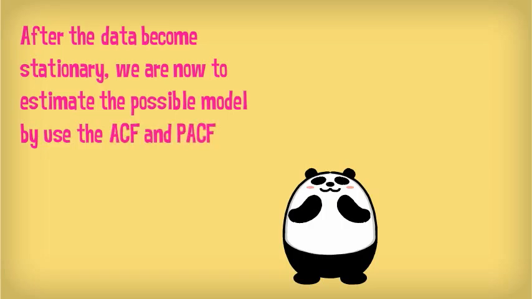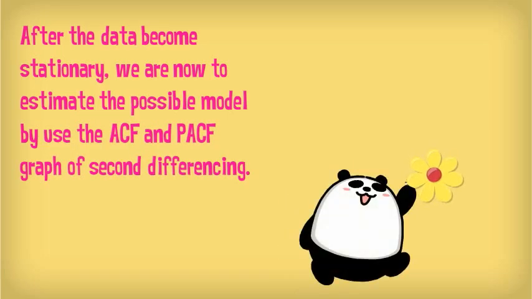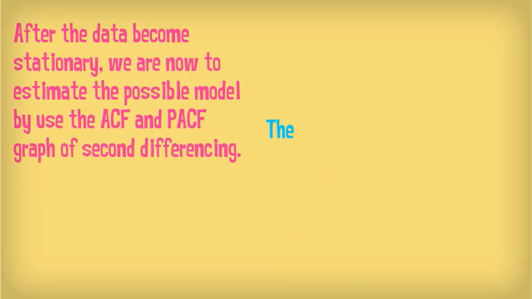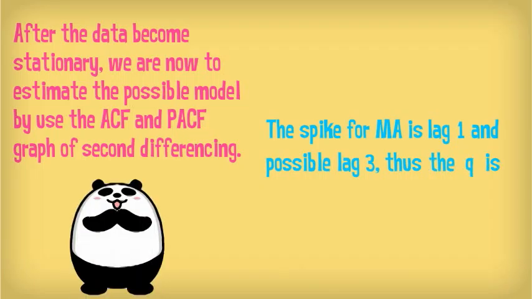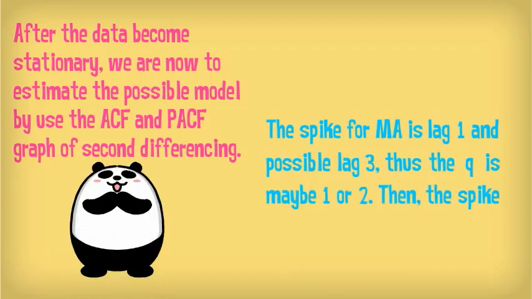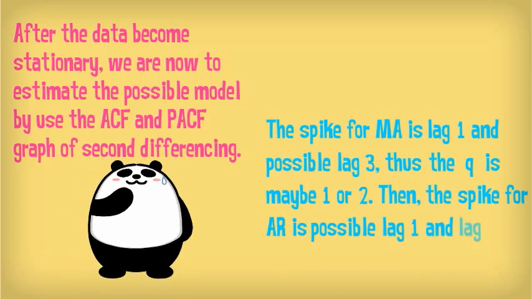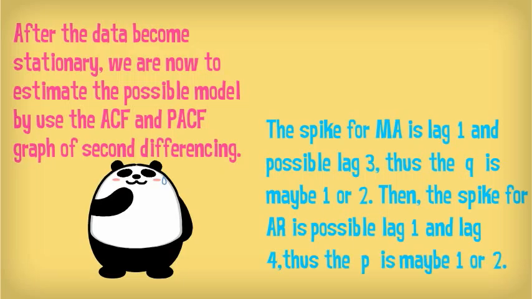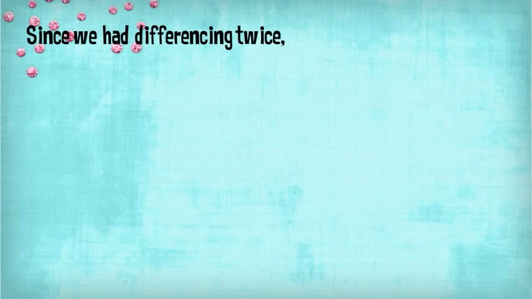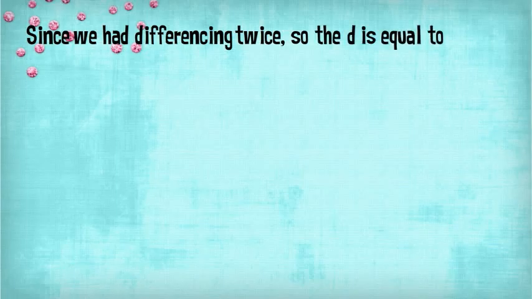After the data becomes stationary, we are now ready to estimate the possible model by using the ACF and PACF graphs of second differencing. The spike for MA is lag 1 and possibly lag 3, thus the q is maybe 1 or 2. Then the spike for AR is possibly lag 1 and lag 4, thus the p is maybe 1 or 2. Since we differenced twice, the d is equal to 2.